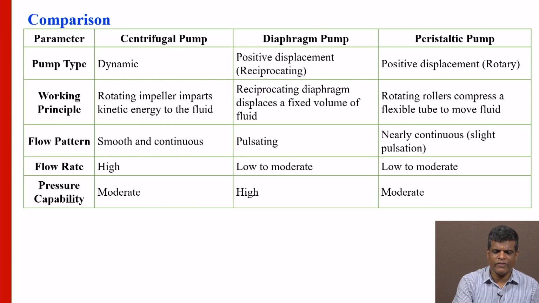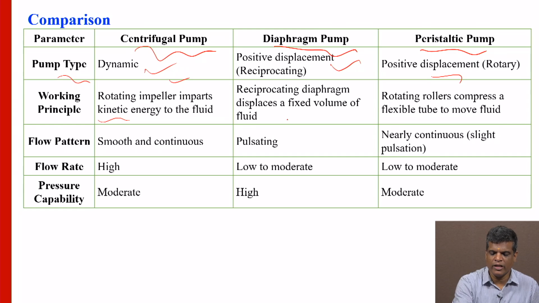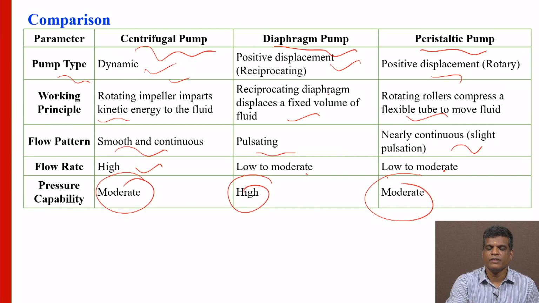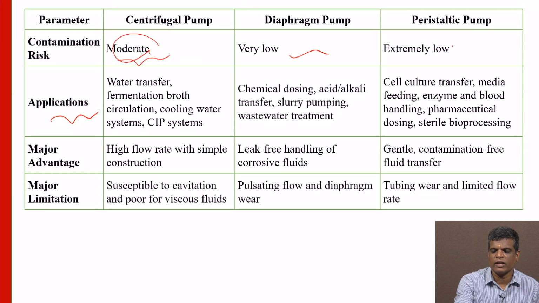Now this is the final comparison: what is the difference between the centrifugal pump, the diaphragm pump, and the peristaltic pump. These are different types of pumps we already discussed, one is dynamic and the others are positive displacement. The centrifugal pump works with an impeller, the diaphragm pump works with a diaphragm, and the peristaltic pump works with rollers. So smooth flow, pulsating flow, and nearly slight pulsation here; high flow rate, low, then low to moderate. Pressure of course is moderate, then high, then moderate here. These are the different types of pumps in the comparison. The contamination risk is moderate only here, but very low, extremely low for the peristaltic pump.